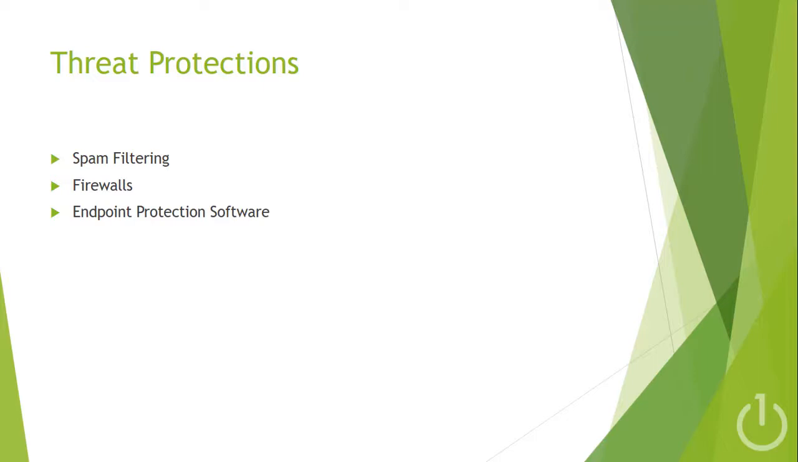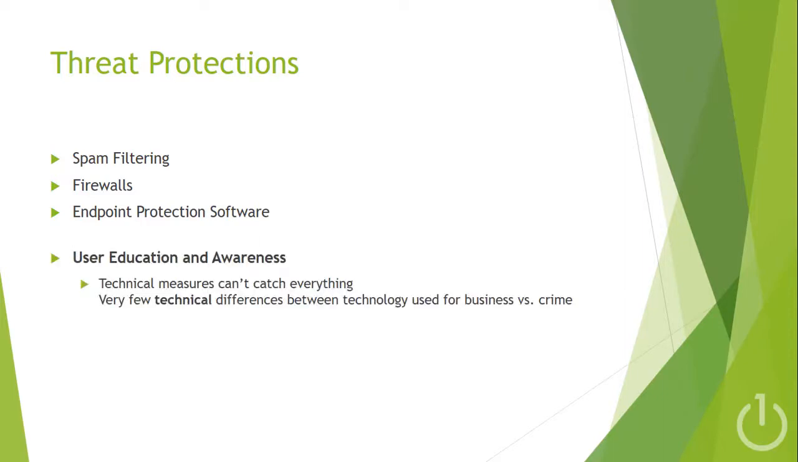We also have firewalls in place to protect unauthorized access directly into your computer networks. And then we have endpoint protection software, which would be like antivirus that is installed on each computer in the network. And that really is to take care of any threats that make it through some of those other layers of security like spam filtering and firewalls. The biggest area where we can protect is not through technology, but through user education and awareness. The challenge with ransomware and phishing attacks is that technical measures can't catch everything. And the reason is the criminals are using the same type of technology that your business uses for legitimate operations.